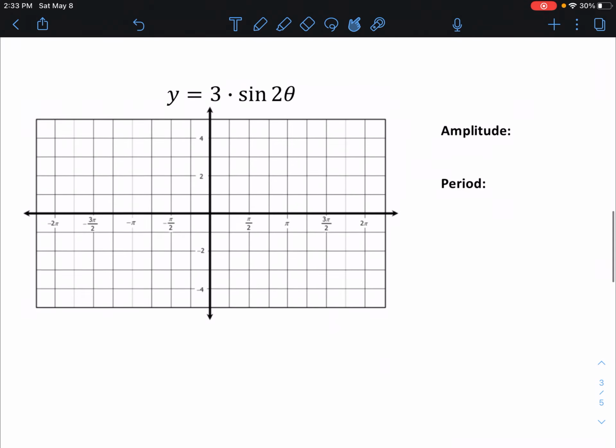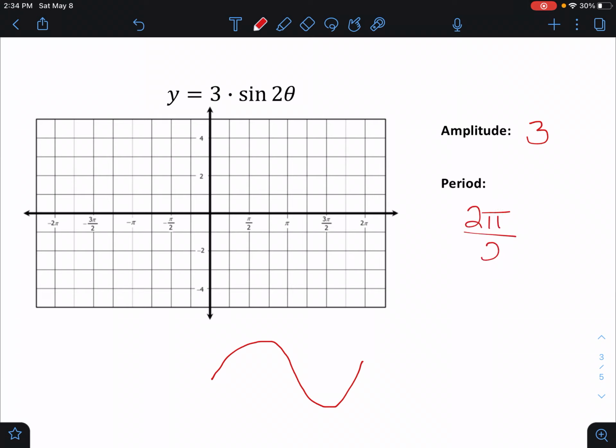Here's our first one. We're going to start with sine. And I like to just remember sine starts at 0, goes up to 1, and then back to 0. Something like that. That's one wave. That sort of helps me get started. So now my amplitude here, A is 3, so the absolute value of that is 3. And my period would be 2 pi divided by 2, so just pi.